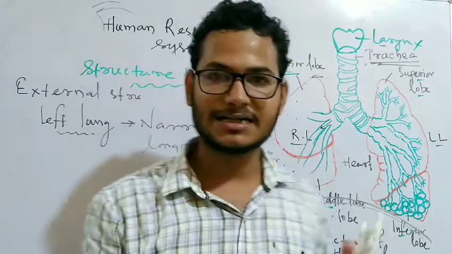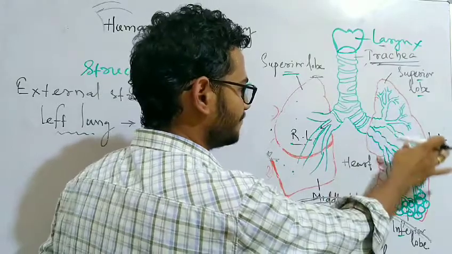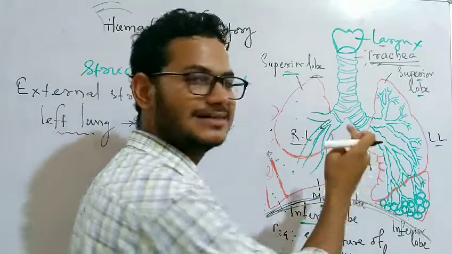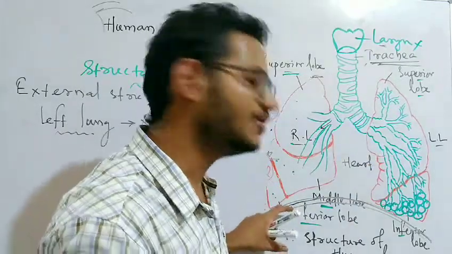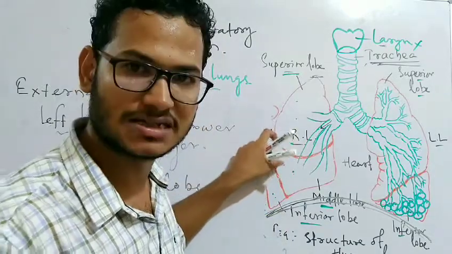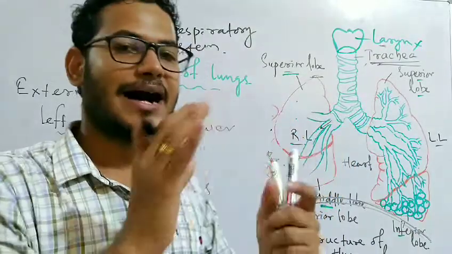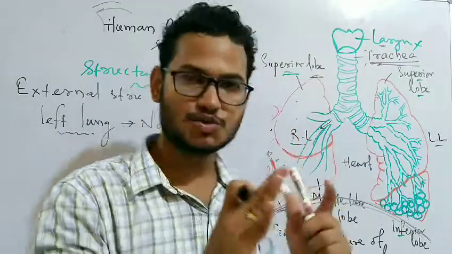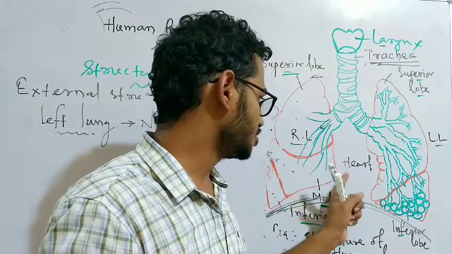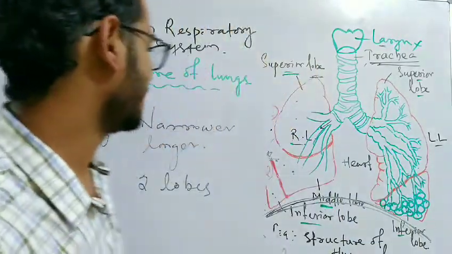That is why the heart is present slightly towards the left, because the left lung is narrower and longer. Remember this. Liver on the right side. Due to the presence of liver, the right lung is shorter and wider. The left lung is narrow and longer, and as the right lung is wider, the heart in the mediastinum is located slightly towards the left from the mid axis.